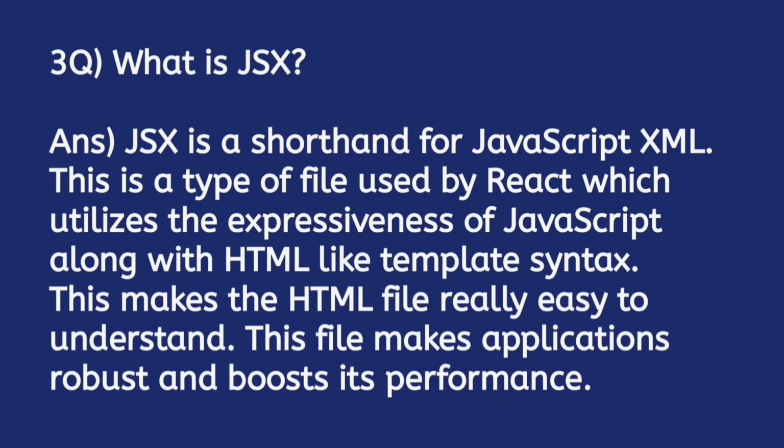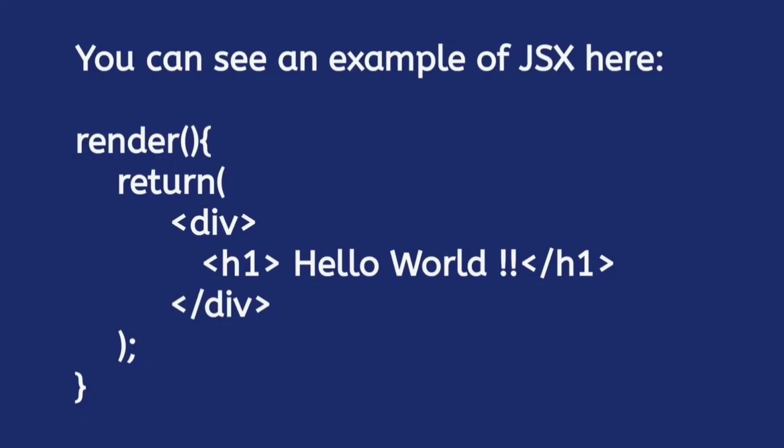What is JSX? JSX is a shorthand for JavaScript XML. This is a type of file used by React which utilizes the expressiveness of JavaScript along with HTML-like template syntax. This makes the HTML file really easy to understand. This file makes applications robust and boosts its performance. You can see an example of JSX here.